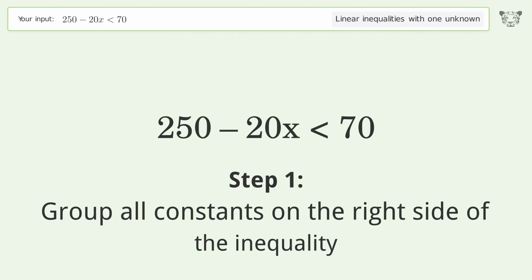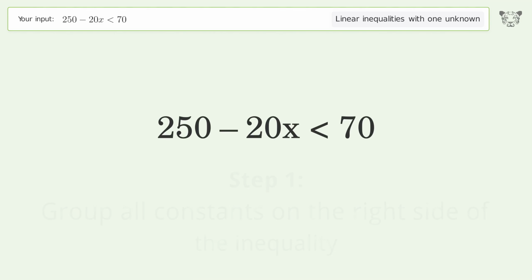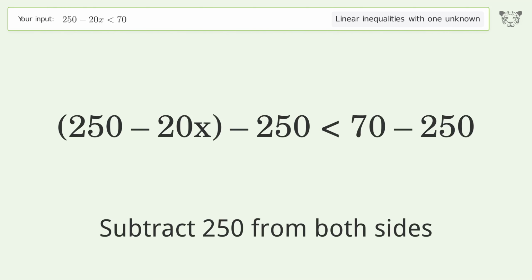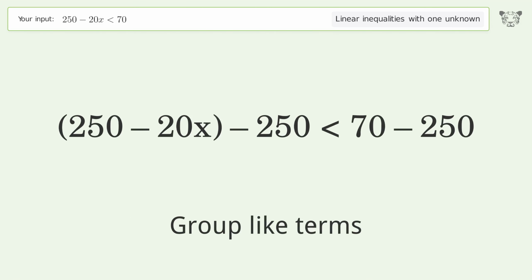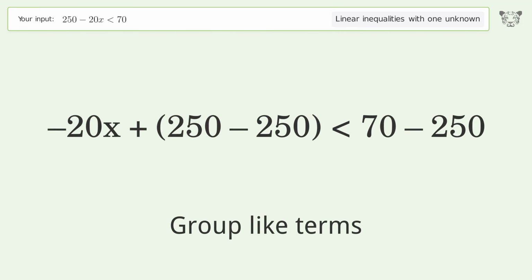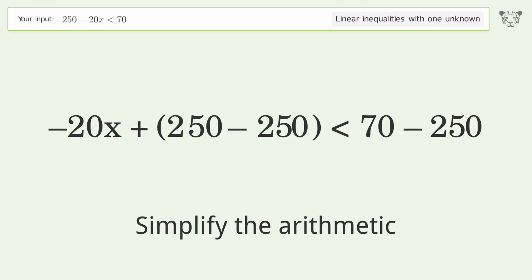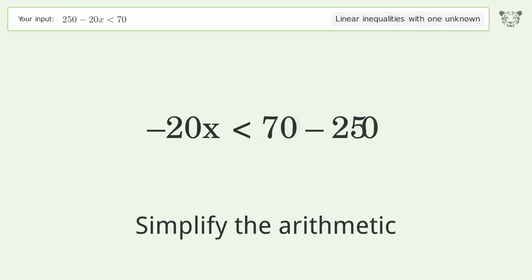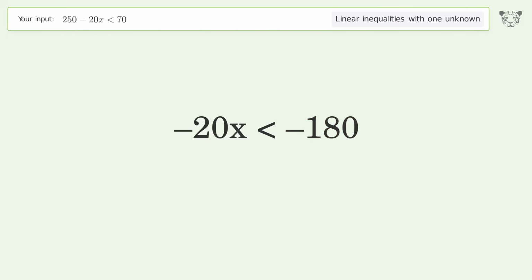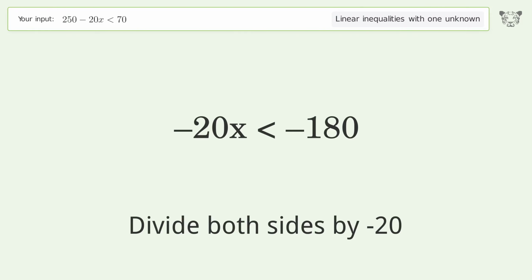Group all constants on the right side of the inequality. Subtract 250 from both sides. Group like terms. Simplify the arithmetic. Isolate the x. Divide both sides by -20.